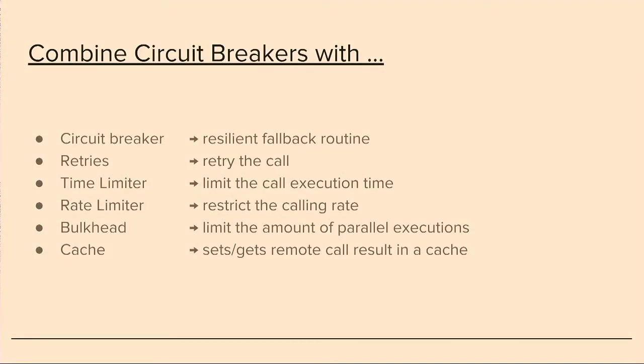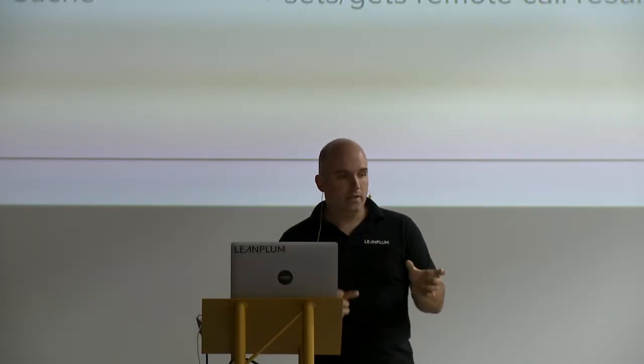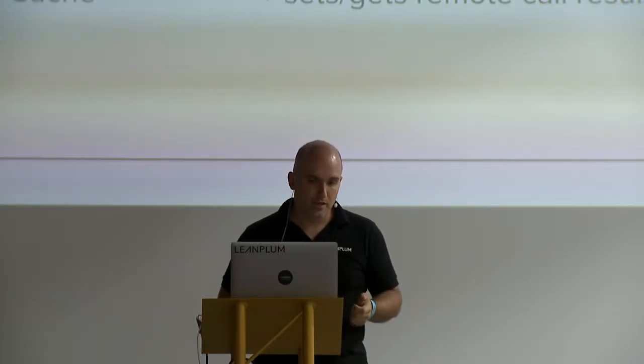Also very important, the ecosystem of circuit breakers is not only circuit breakers. You can combine them with all different extra libraries. For example, you can have a resilient fallback routine. For example, this latest book service may be failing, so you can also decorate the call in the recovery method with a circuit breaker. So in this case, you have two circuit breakers.